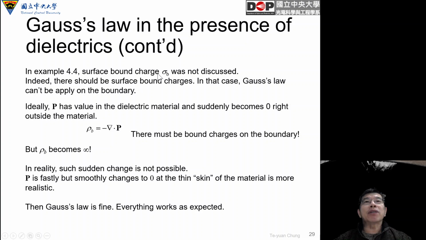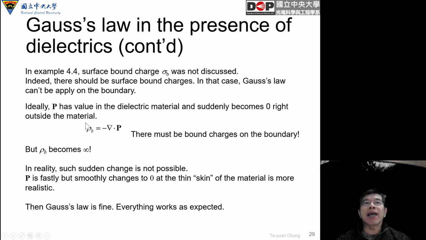Okay. So in example 4.4, surface bound charge was not discussed. In the example, we don't talk about the surface bound charge. Indeed, there should be a surface bound charge in that case. Gauss's law can be applied on the boundary. That becomes some problem because we cannot choose the surface right at the boundary. Ideally, the polarization has value in the dielectric material, of course, because the induced dipole moments make it polarized.